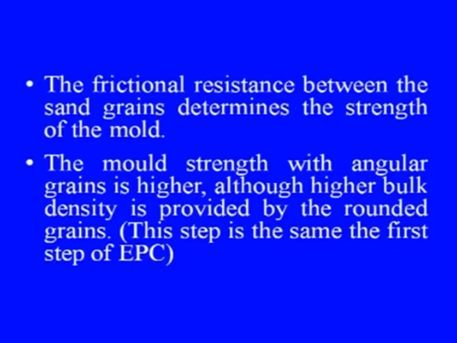The frictional resistance between the sand grains determines the strength of the mold. The mold strength with angular grains is higher, although higher bulk density is provided by the rounded grains. The pattern coated with a suitable refractory wash is further embedded with dry unbonded sand. It is next vibrated to produce a rigid mold.